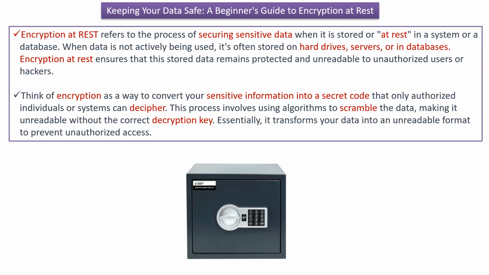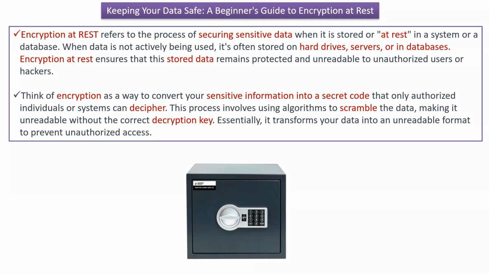In this video tutorial, I will explain what is encryption at rest. Encryption at rest refers to the process of securing sensitive data when it is stored or at rest in a system or a database. When data is not actively being used, it is often stored on hard drives, servers, or in databases. Encryption at rest ensures that the stored data remains protected and unreadable to unauthorized users or hackers.